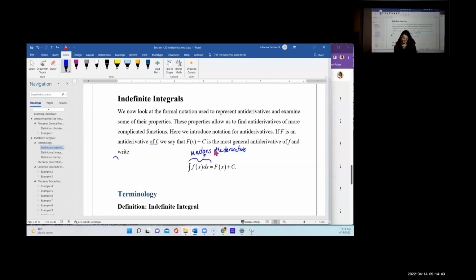So we have this symbol right here, which is an elongated S. It actually stands for sum. That's where it came from. And we'll learn why that happened probably later today or next week. Depends on how far we get. So we've got this elongated S.